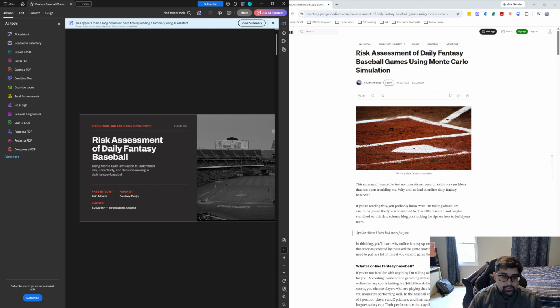So this paper, what it ends up doing is it really talks about that tension, right? How much can analytics help us when the thing we're trying to predict, which is player performance, is inherently uncertain from one game to the next?